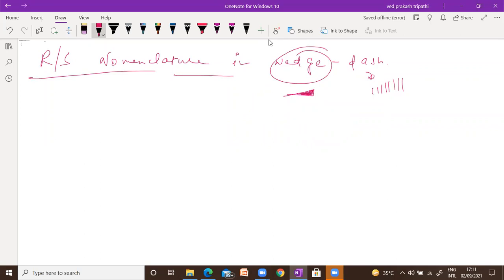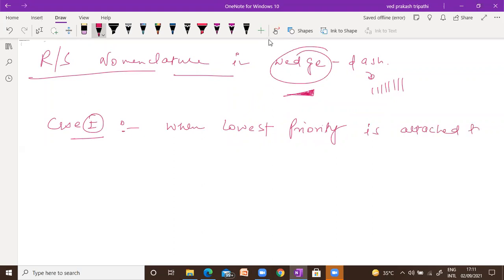So I will discuss case 1. I am saying when the lowest priority is attached to dash, then move 1 to 2, 2 to 3. If it is clockwise, then R, and if it is anti-clock, then S.